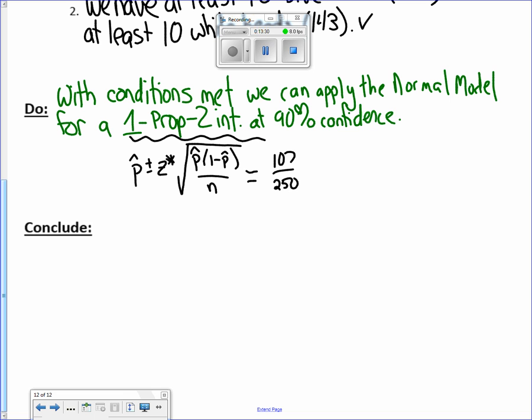250 plus or minus z star for 90%. Look it up on the table. It should be 1.645. Yes, unfortunately, you will probably start memorizing that, even though you really don't want to.